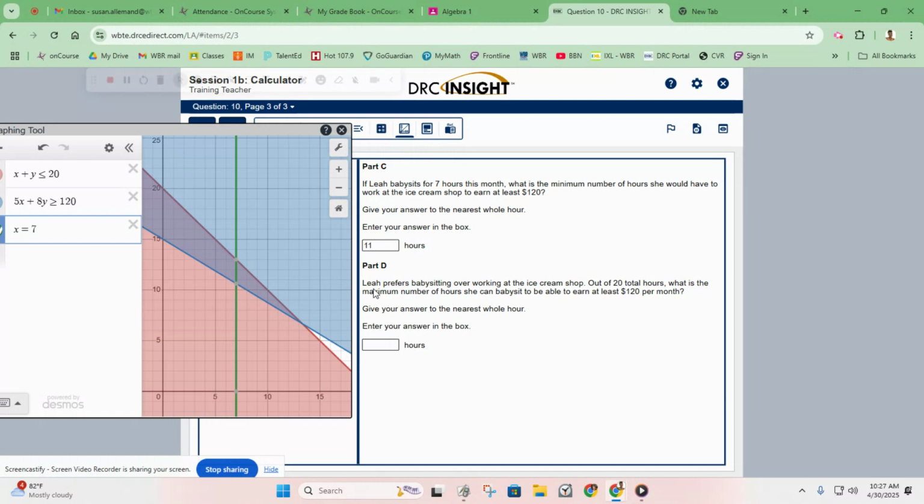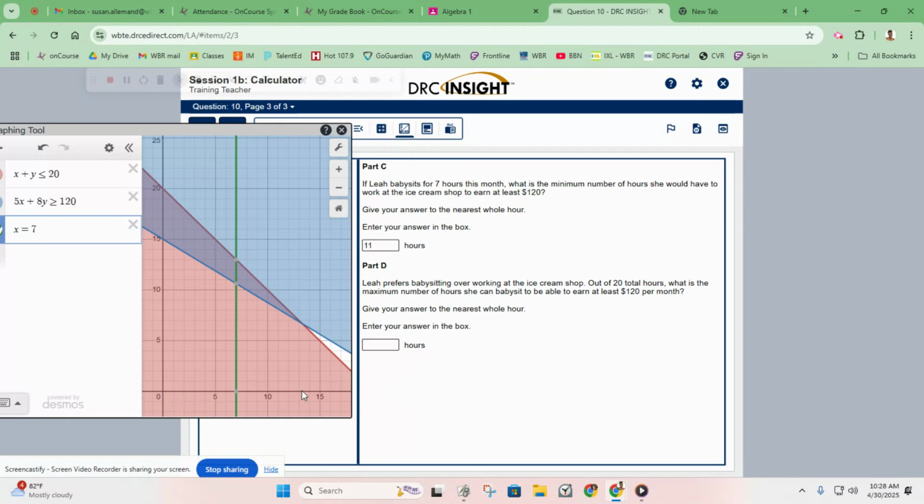Part D is saying Leah prefers babysitting. So she likes the X, have more X hours than Y hours if possible, or the most amount of X hours that she could. Out of the total 20 hours, what is the maximum number of hours that she can babysit and still earn enough money?